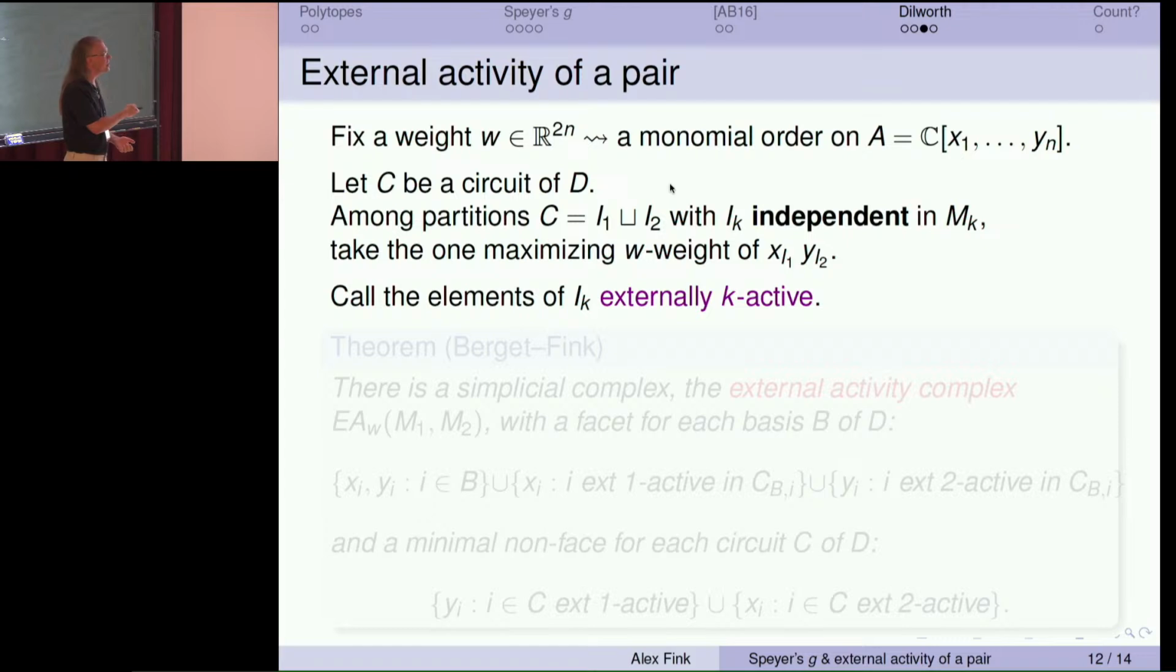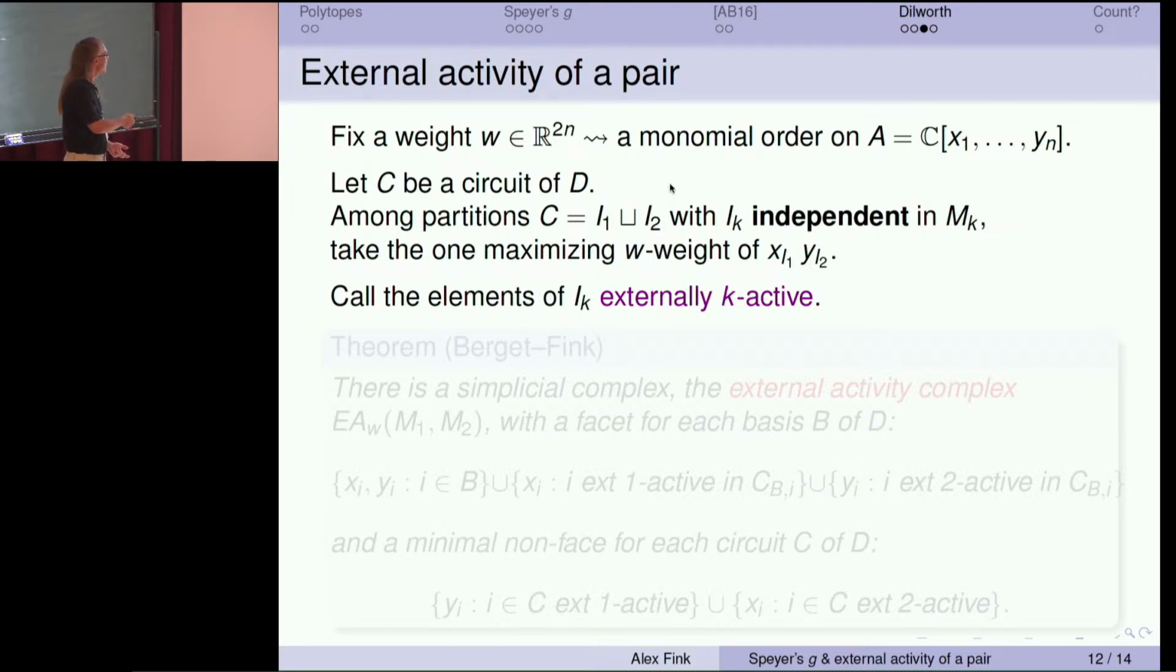And I'll pick the initial one of those. I'll use some weight for each element, and I'll choose the largest weight way to partition it. And I'll do that for every circuit. I fix the weights of each X. I fix the weights of each Y. For each circuit, take the largest weight way to partition that circuit of D, color it accordingly. And those colored circuits are what we want to think of as the generalization of activity for two matroids.